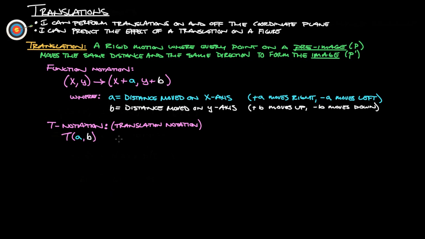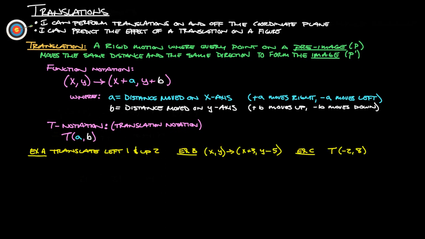There's also something called T notation, which is translation notation. And instead of doing this whole mess here, you just do T of (a, b). For example, translate left 1 and up 2. With this notation, we would do this.